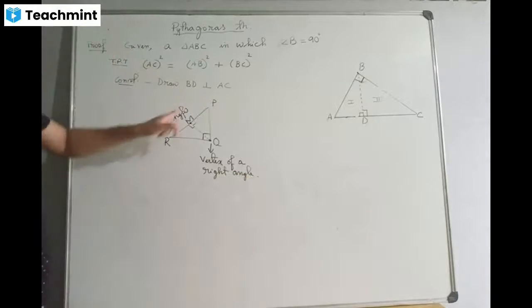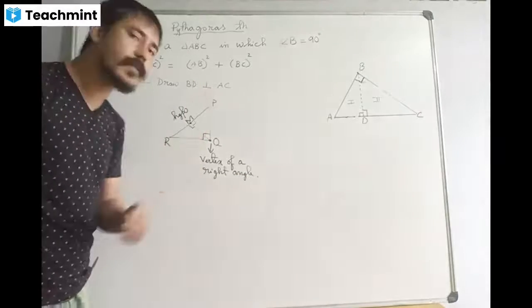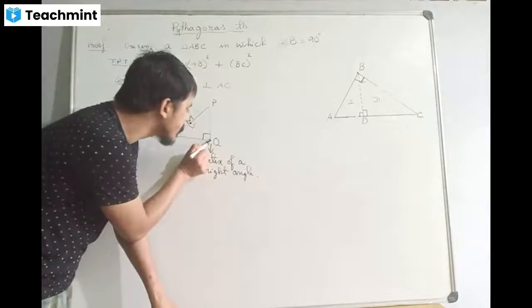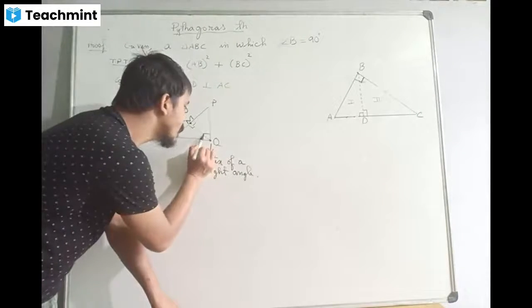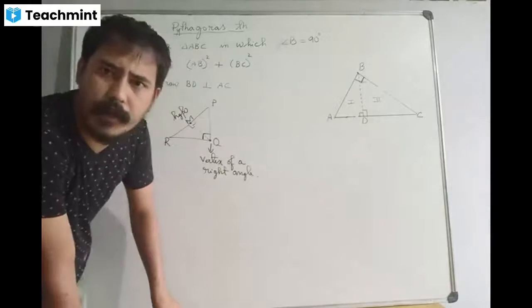See, in this triangle PQR we have three vertices P, Q, and R. Q is the vertex of a right angle, right? The right angle is drawn at Q. So Q is the vertex of a right angle.